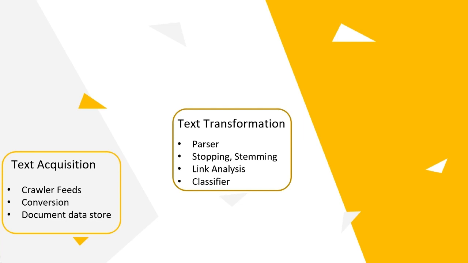The next components are stopping and stemming. These are word level transformations. In the stopping component, it simply removes the common words from the stream of tokens. Whereas in the stemming component, it groups the words that are derived from a common stem. For example, fish, fishes, and fishing.